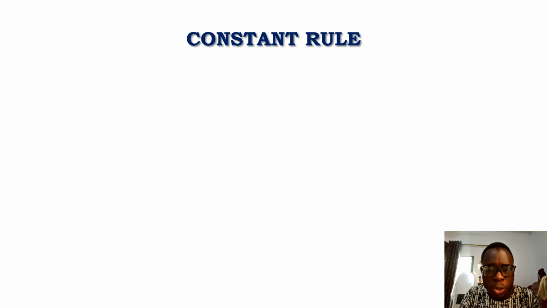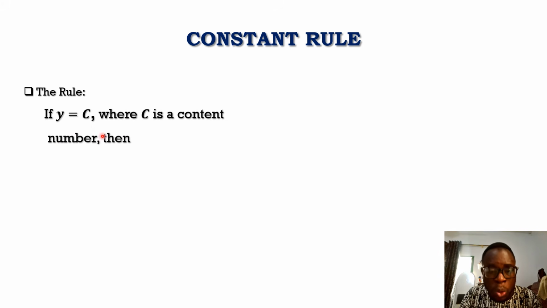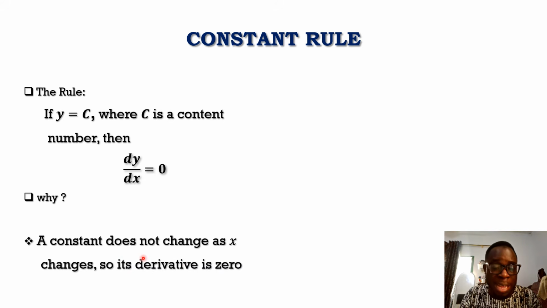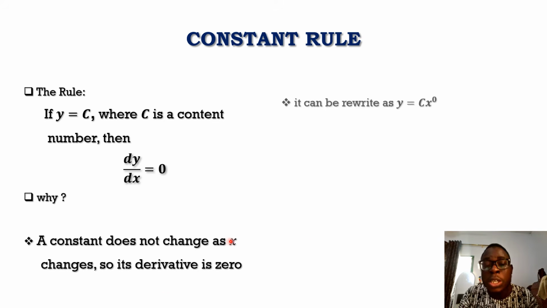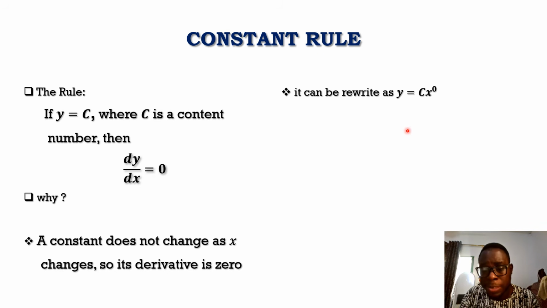Now let's proceed to the next rule, which is the constant rule. Now the rule says that if y equal to c, where c is a constant number, then dy over dx is equal to 0. Now, why are we saying that? Here, a constant does not change as x changes, so its derivative is 0. So a constant is still a constant, it doesn't change. So it can also be written as y equal to c x with the power 0, because any number power 0 is 1, still like we see.